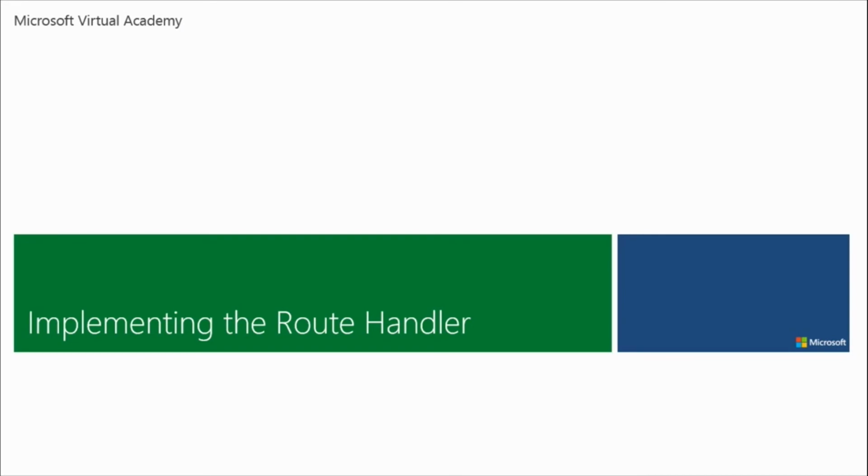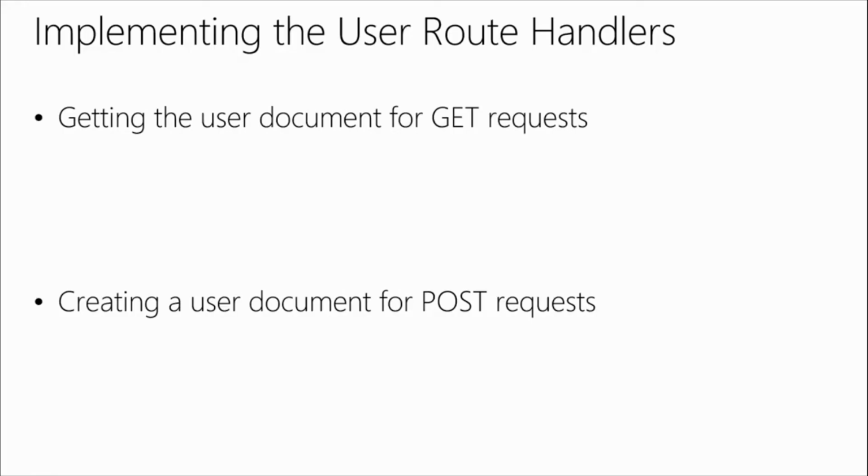So let's go ahead and talk about how we can implement the route handlers with Node.js and MongoDB. If you remember from the previous lab, we just did a quick to-do implementation. We never actually implemented everything. Now we're going to get the user documents for a GET request and create a user document for a POST request. So it just means creating the CRUD operations on those APIs that we didn't implement before. We got the authentication working, but now we need to do the implementation. So we'll go ahead and get started.